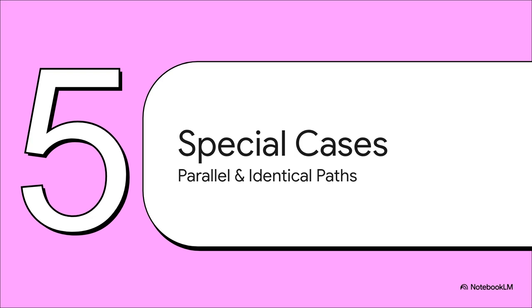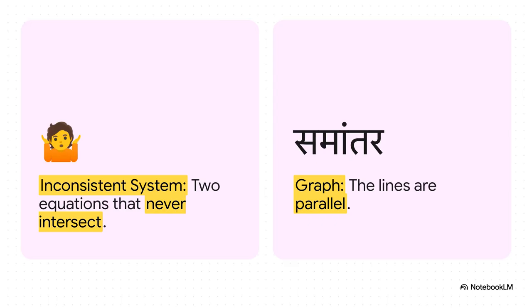But what if the two paths never cross? Or what if they're actually the exact same path? We've got to look at these special cases. So take a look at this system. Notice anything a little familiar?